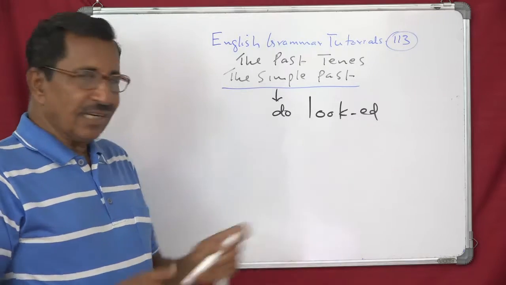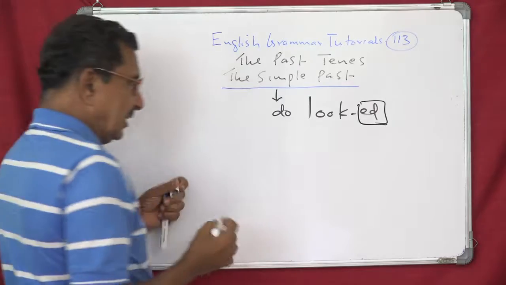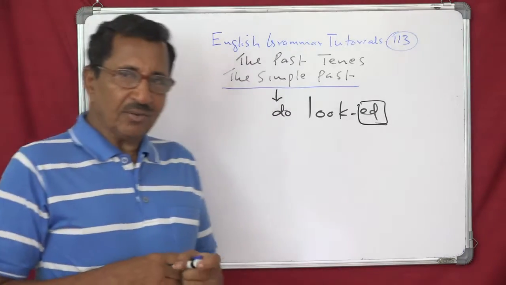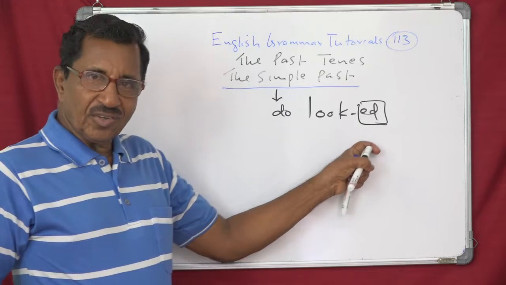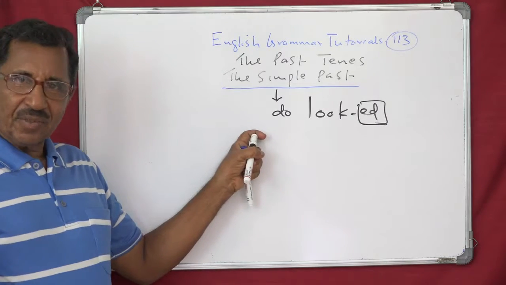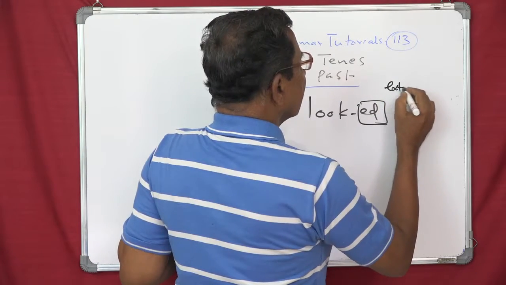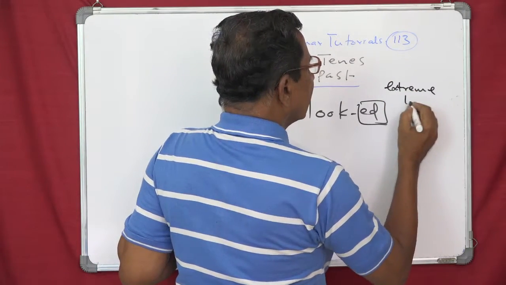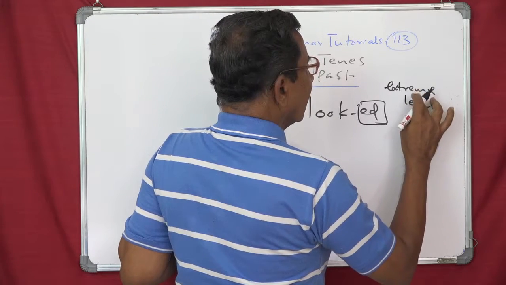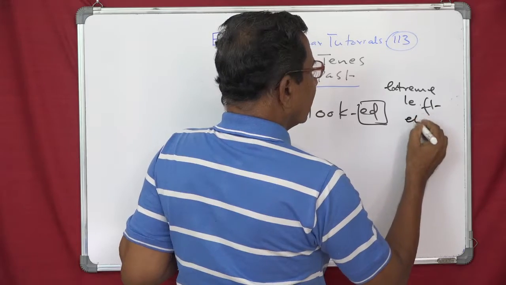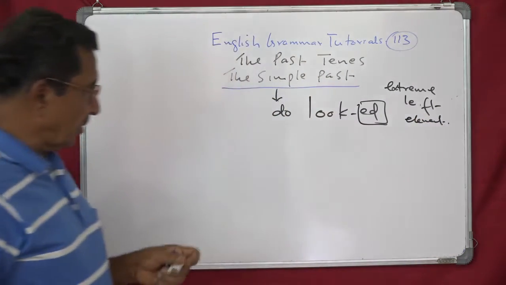Now the tense marker is here. In this case, what do you have to do in English? English does not allow the tense marker to remain like this. It has to go to the extreme left element, or extreme left word, you can say, if you want to call it like that.